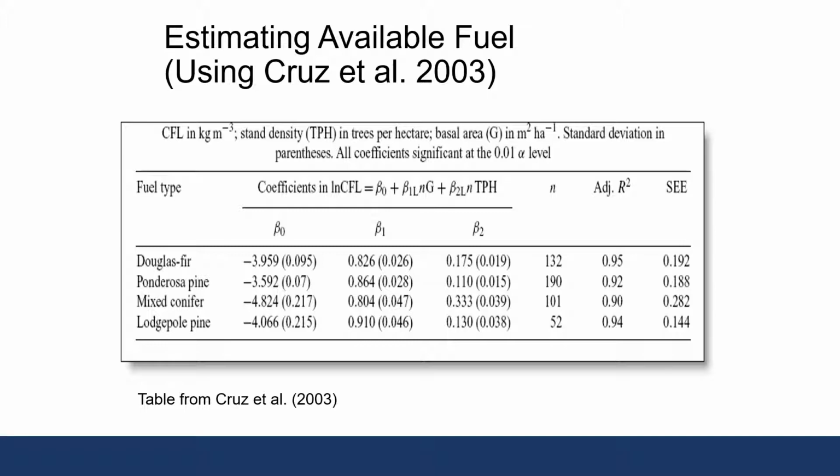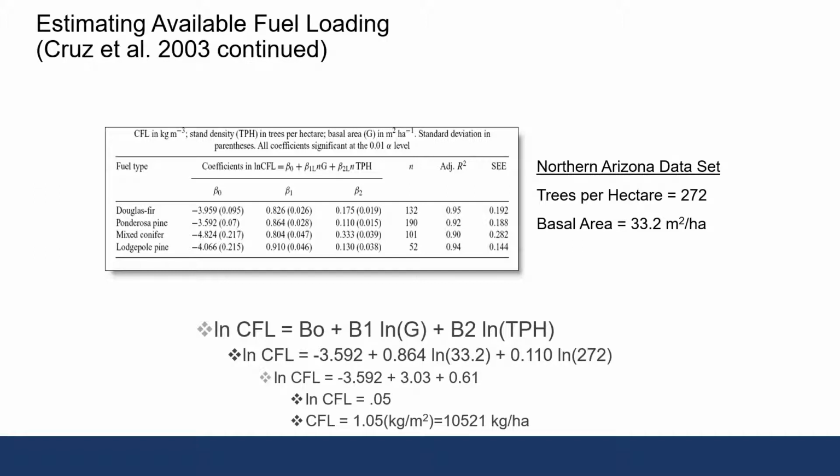This equation has 2 input parameters, basal area and trees per hectare. It also has 3 coefficients, B0, B1, and B2, which are dependent upon the ecosystem. For this equation, you can see we need to calculate the basal area in square meters per hectare and the trees per hectare. We will use a dataset from northern Arizona ponderosa pine forest to do these calculations. Note that the trees per hectare is equal to 272 and the basal area is 33.2 meters squared per hectare. Let's go over the calculations.